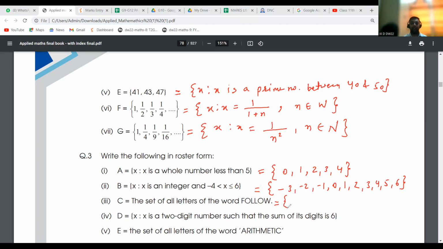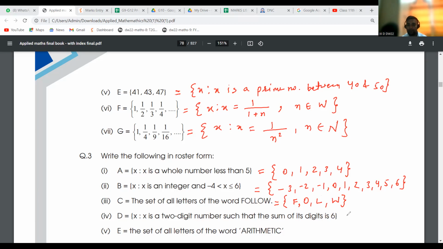Then C: we have to find the set of all the letters of the word follow. So F, comma, O, comma, L. Now L is repeated here, so we don't have to write it again. O is again repeated, so we don't have to write it again. So W will be there. So this is the set of all the letters of the word follow, right?